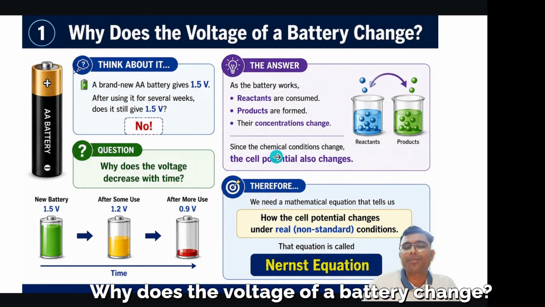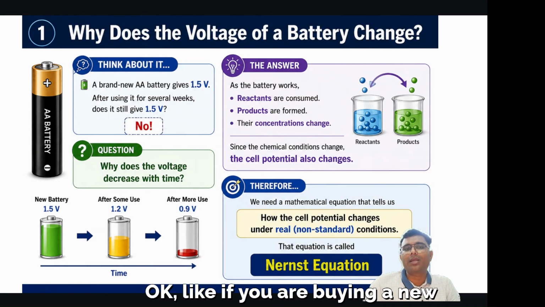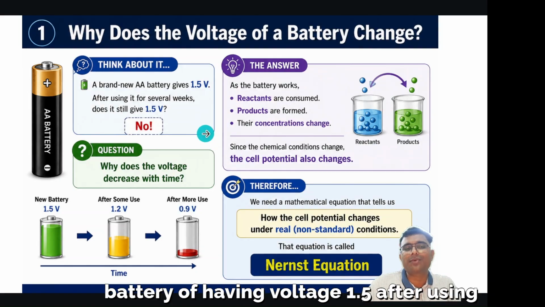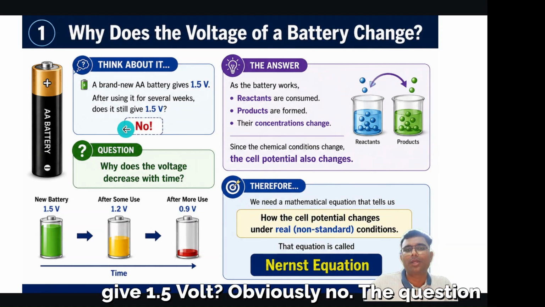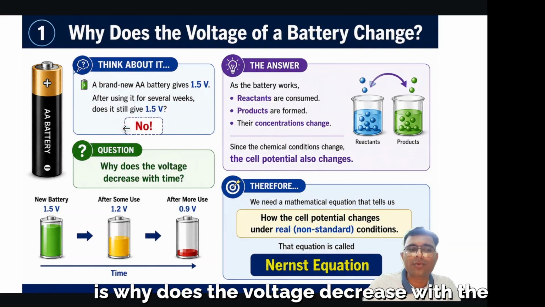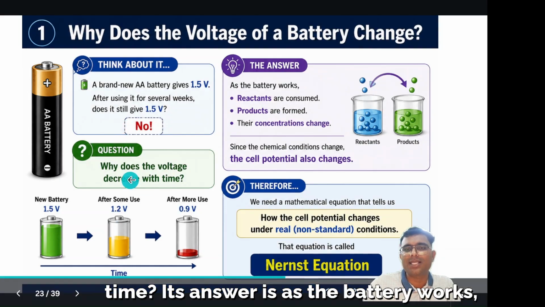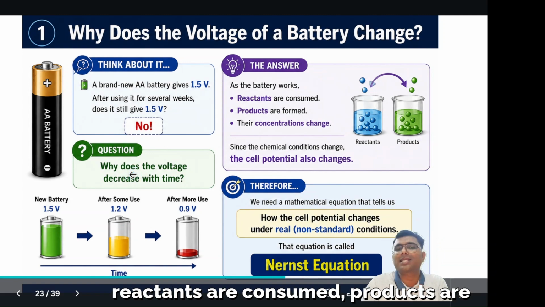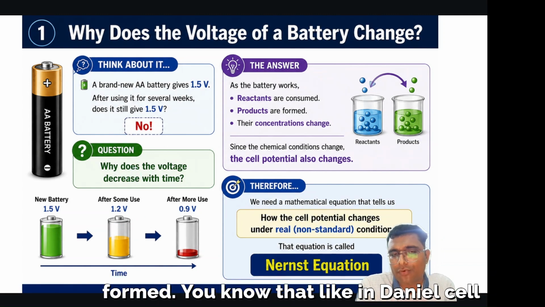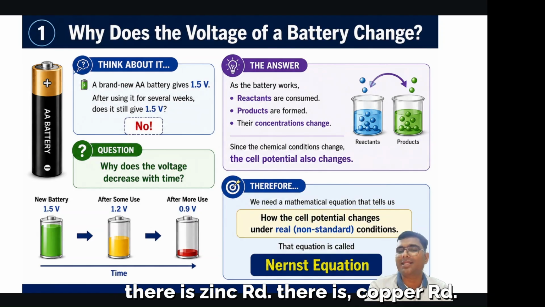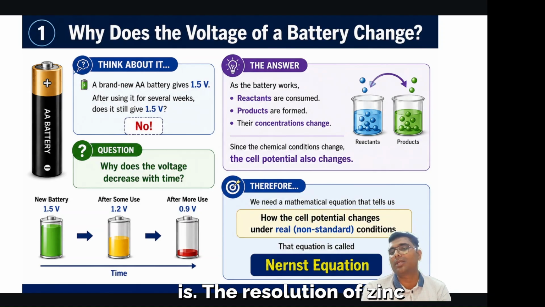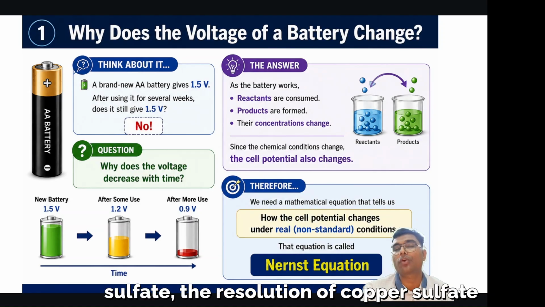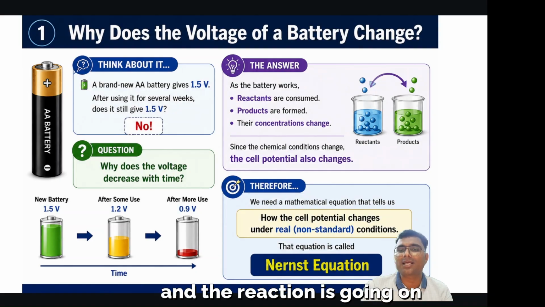Why does the voltage of a battery change? Like if you are buying a new battery of voltage 1.5, after using it for several weeks, will it still give 1.5 volt? Obviously no. The question is, why does the voltage decrease with time? The answer is, as the battery works, reactants are consumed and products are formed. You know that in the Daniell cell there is a zinc rod, a copper rod, a solution of zinc sulfate, and a solution of copper sulfate, and the reaction is going on.